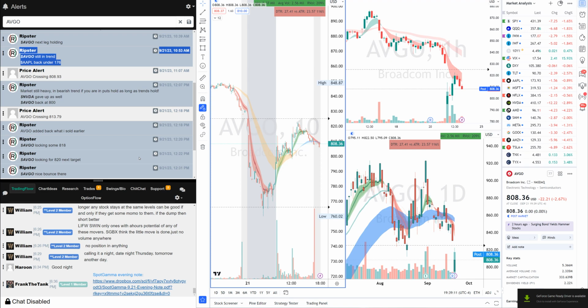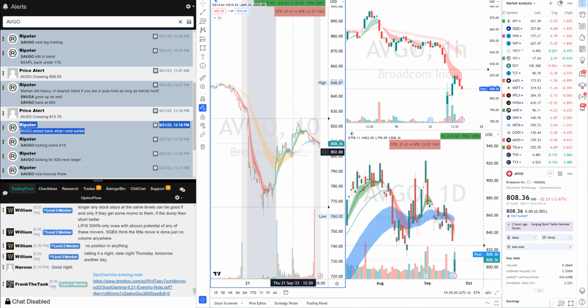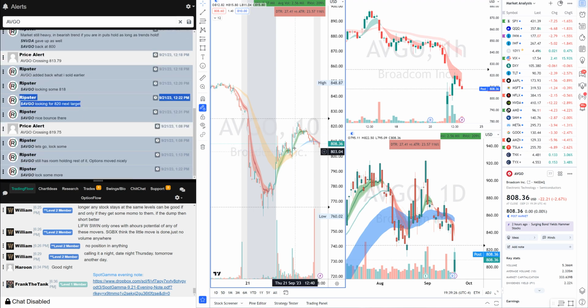Then the news hit. Our news bot said Google is going to stay with AVGO, or whatever the news was, and I got back in AVGO. Then I got AVGO from 804, my 818, 820 target, and I hit my target at 822. At the end of the day, when it broke 512, I was completely out. So AVGO was one of the profitable trades in the middle of the day.